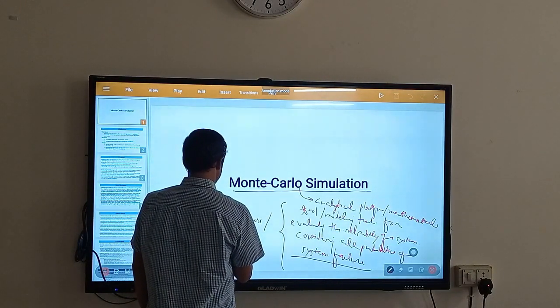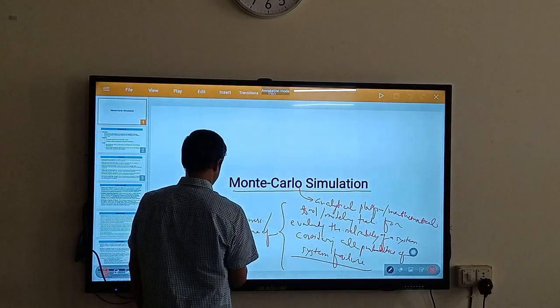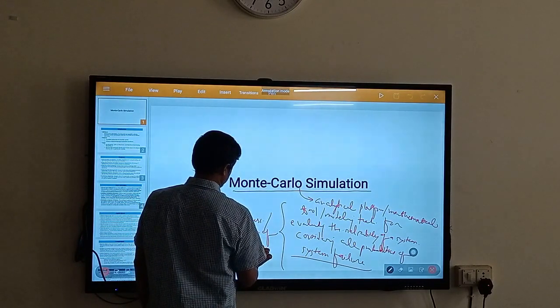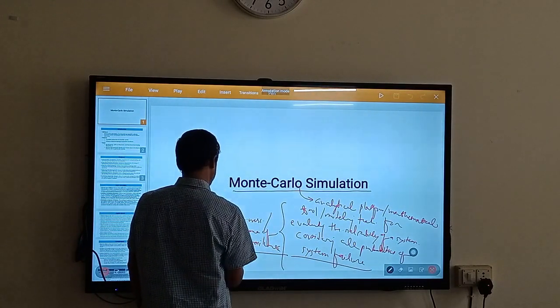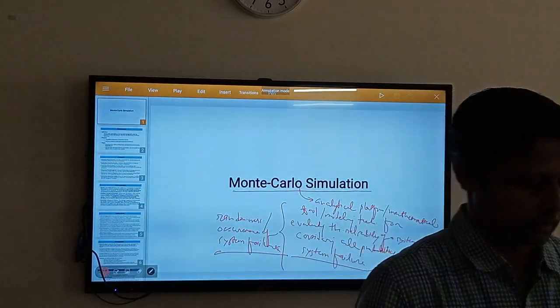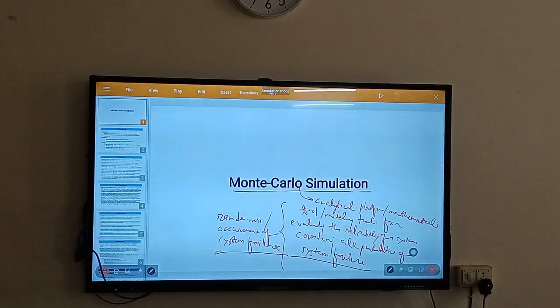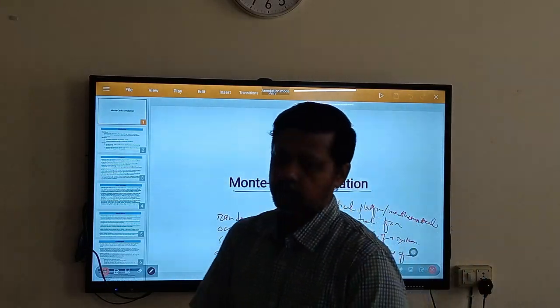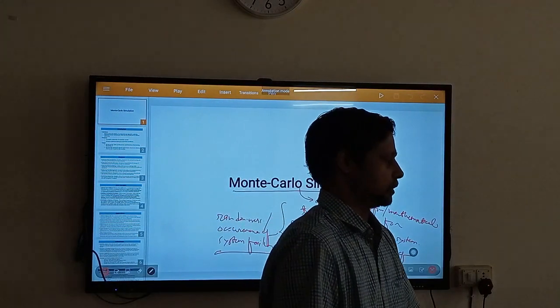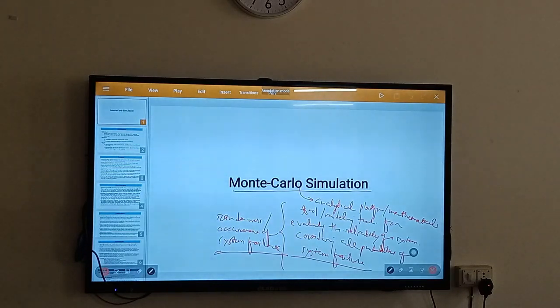That means occurrence of system failures. Done? So that is your ultimate job of Monte-Carlo simulation. Or you can say that these are the preliminary platform. If you see today's age, 2024 context, these are some of the mathematical tools those are used to lay the foundation of AI techniques.